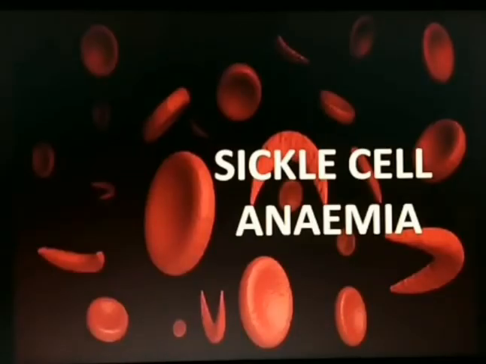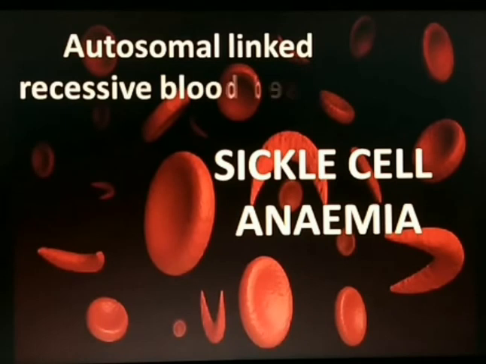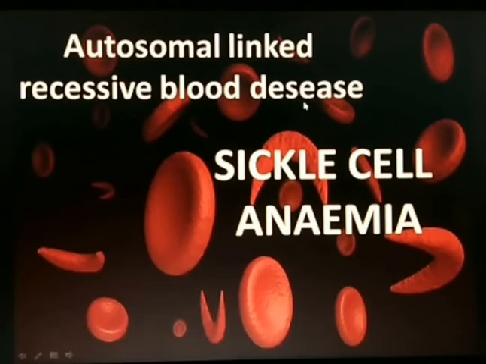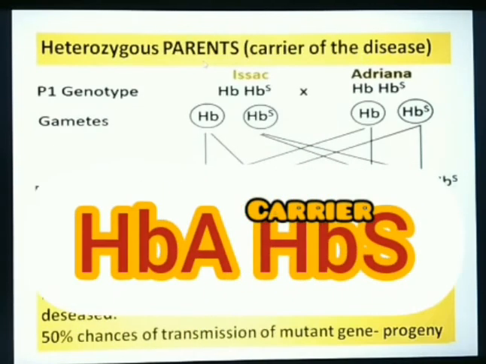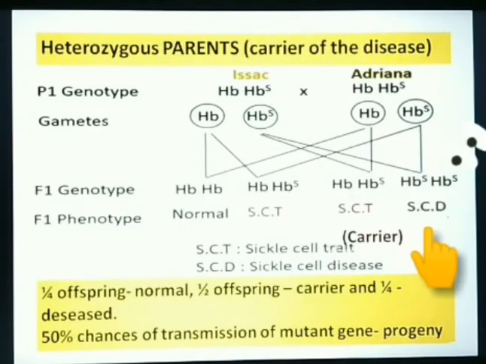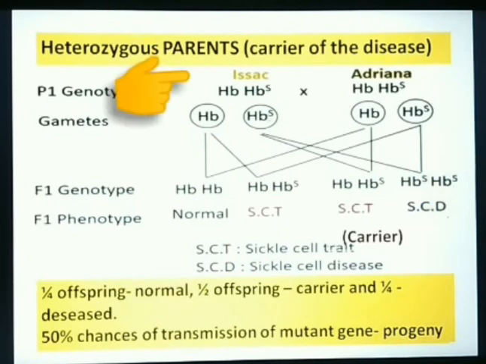The next disorder is sickle cell anemia, which is also an autosomal linked recessive blood disease. It is a disease caused by a recessive gene located on the autosomal chromosome. The parents who are carriers of the disease, or heterozygous parents, transmit this disease to their offspring when both parents have one gene having this trait.